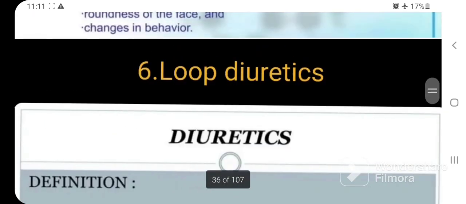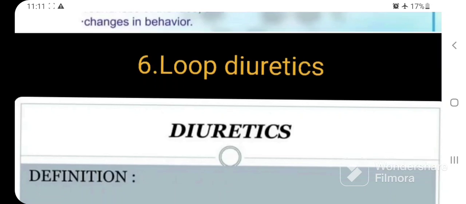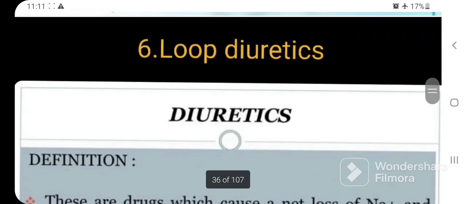Now the loop diuretics. Some of the questions we discussed now are 5 marks. Now what we are discussing is the same repeated in the 10 marks. There we discussed some of the diuretics: loop diuretics, potassium sparing diuretics, and thiazide diuretics. Clear? Then here, the loop diuretics.